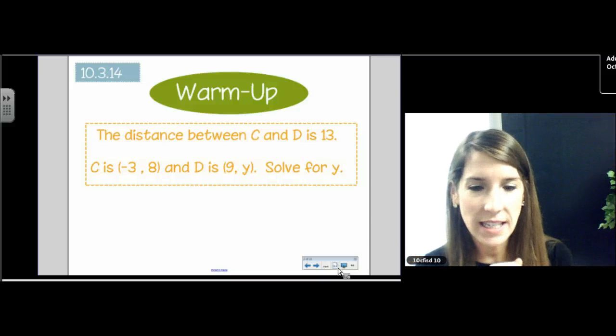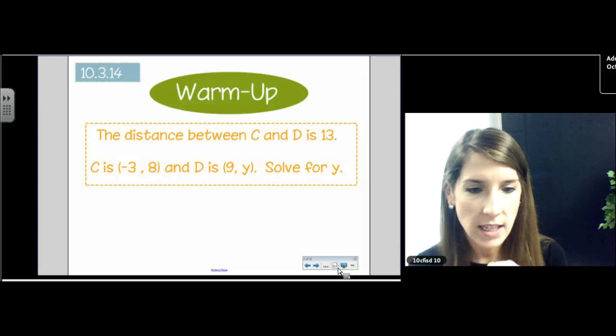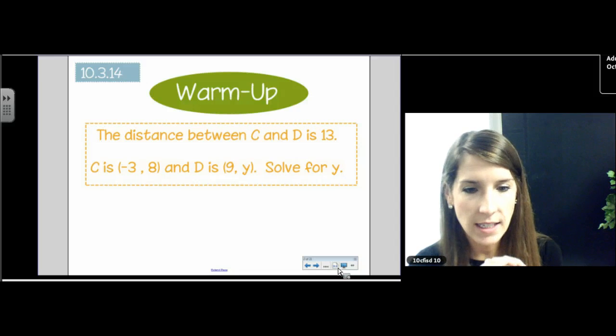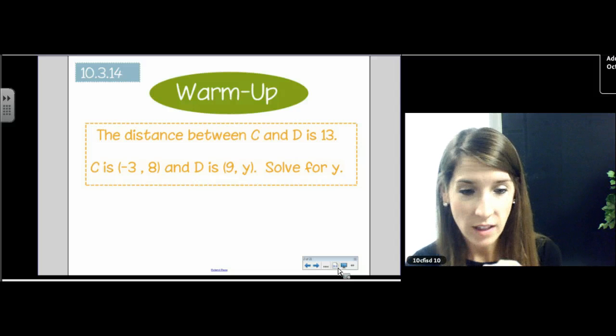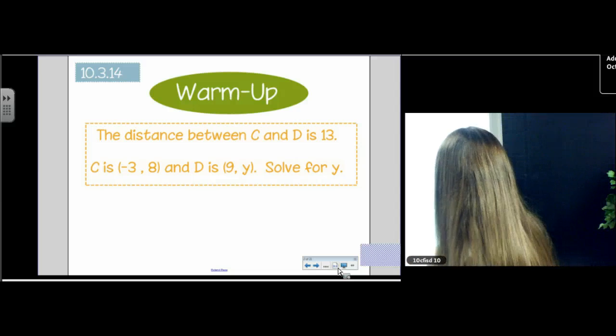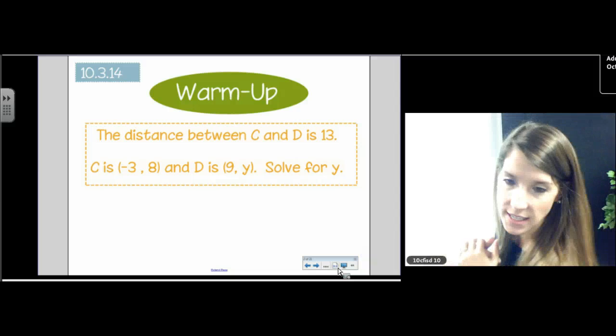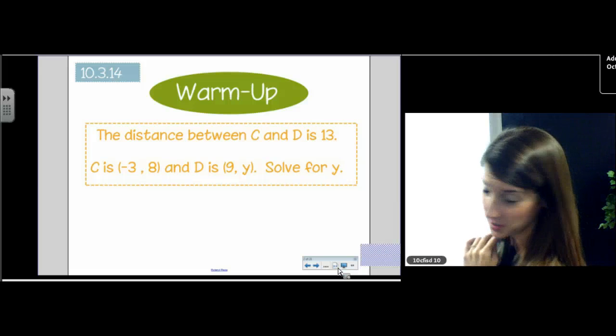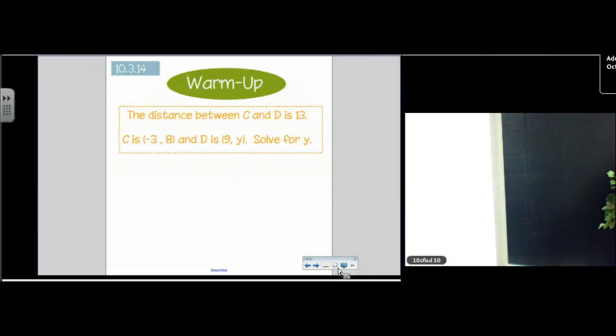The distance between C and D is 13. C is (-3, 8) and D is (9, y). Solve for y. Okay, so we're going to start by using the distance formula because we see the word distance, right? So we know we're going to use the distance formula.